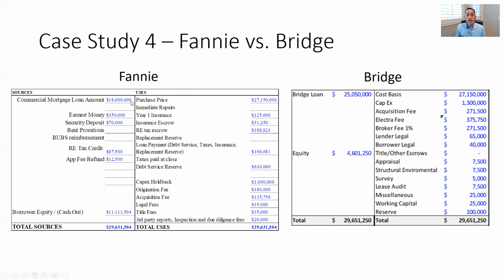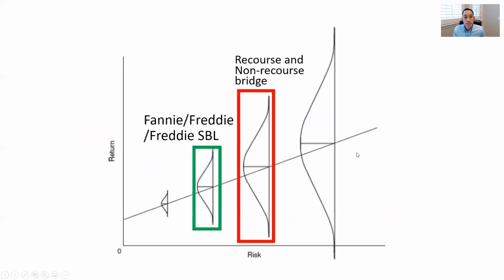Depending on the amount of equity, so Fannie was sizing to about $18 million on the loan. So the borrower would have to raise about 11 million. So depending on how much equity you can raise, what your time frame for holding this deal is, and then how much risk you wanted to take, you could decide between these extremes, right? The bridge loan or the Fannie loan.